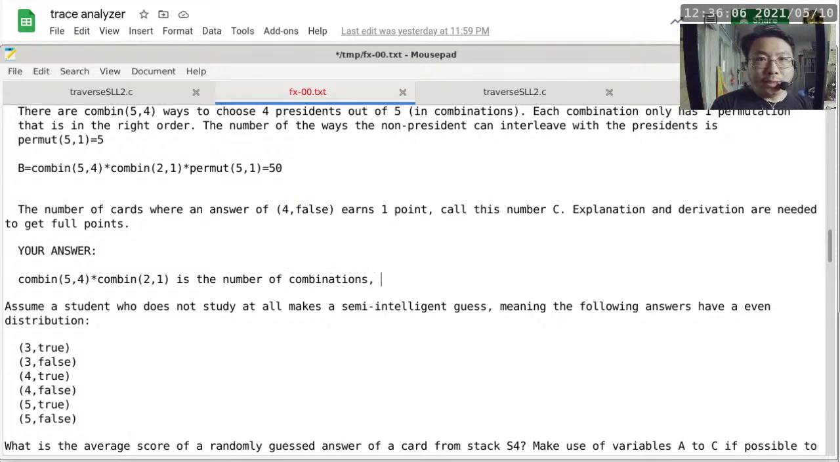And then of these, now we have to figure out how many of these would not have the right order. So now the question is, this time we also have to multiply by, because we still have to look at, let's see, that's interleaving. Yes, okay. This is the combination, the number of combinations.